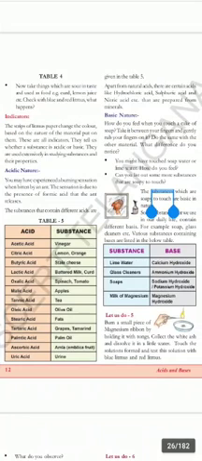Acetic acid, vinegar. Citric acid, lemon, orange. Butyric acid, stale cheese. Lactic acid, buttermilk, curd. Oxalic acid, spinach, tomato. Malic acid, apples. Tannic acid, tea. Oleic acid, olive oil. Stearic acid, fats. Tartaric acid, grapes, tamarind. Palmitic acid, palm oil. Ascorbic acid, amla. Uric acid, urine. So these are the different types of acid. Which substance has that acid?